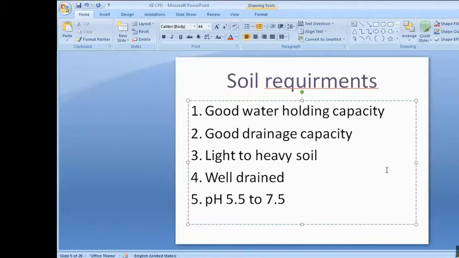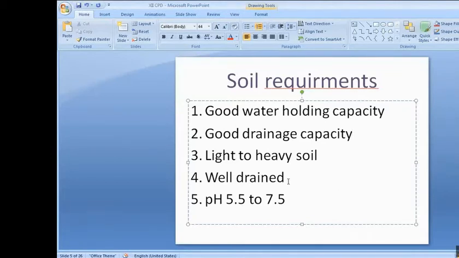In the case of wheat, there is an important thing that it can be grown in all kinds of soils. Point number 2, you can see that it can be grown from light to heavy soil. Means it can be grown in light soil, medium soil, heavy soil. We have studied these different types of soils earlier. Light soil means soil which contains more sand. Heavy soil is soil which contains more clay. Medium soil is also called loamy soil, and it contains almost equal proportions of sand and clay. So wheat can be grown in light to heavy soil, but it should be well drained.